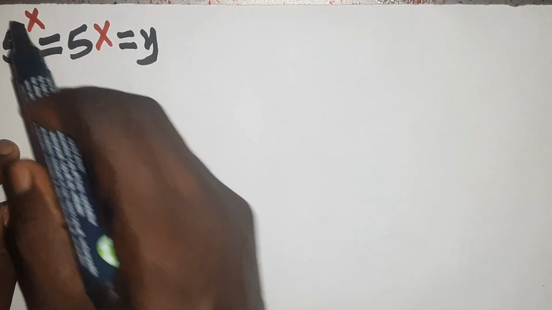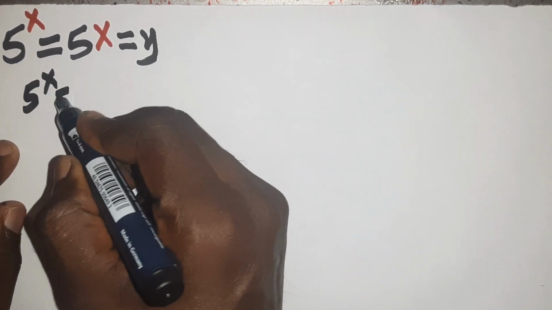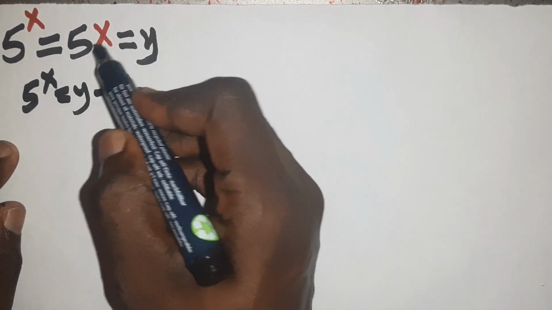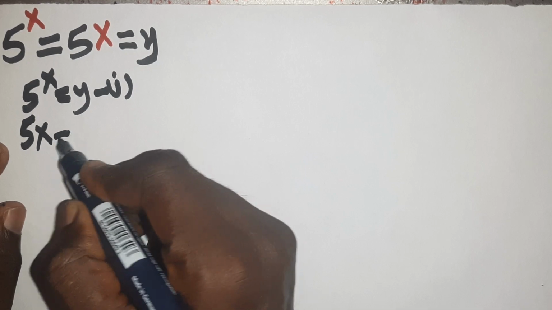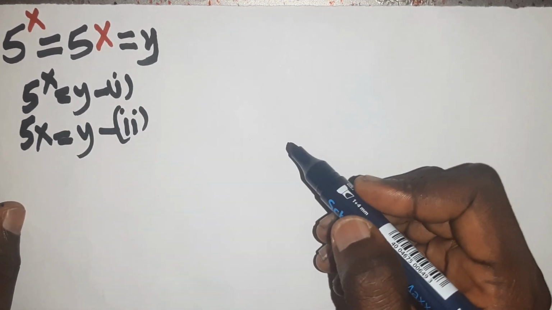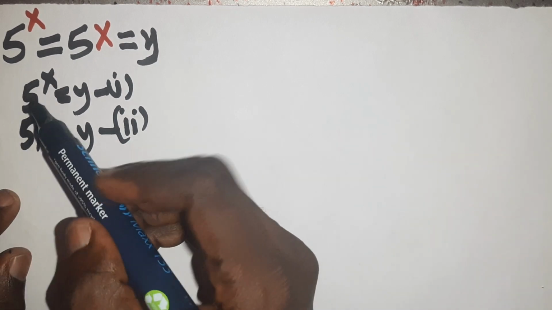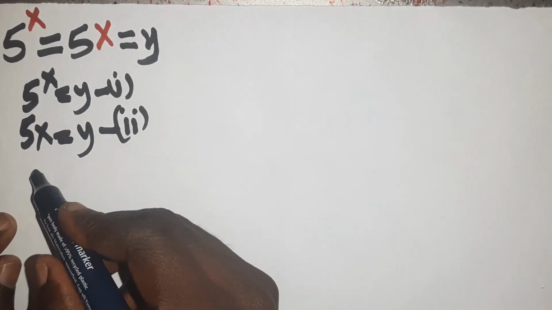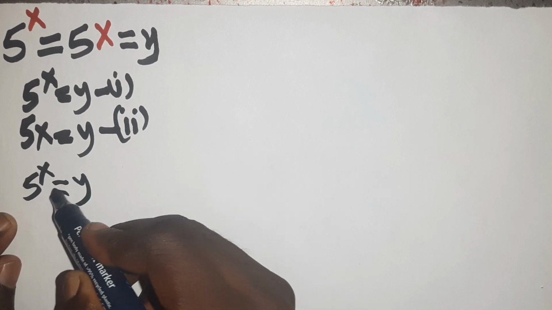We're writing 5 raised by x equals y for equation 1, and then we are writing 5x equals y for equation 2, and then we'll solve them simultaneously. We could use substitution method. So let's make x the subject in equation 1. So write out your equation 1, which is 5 raised by x equals y.